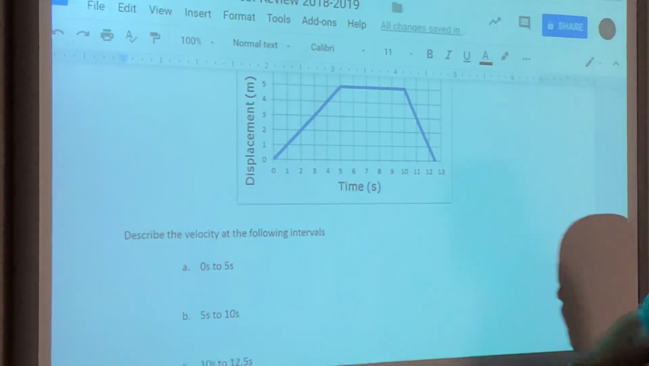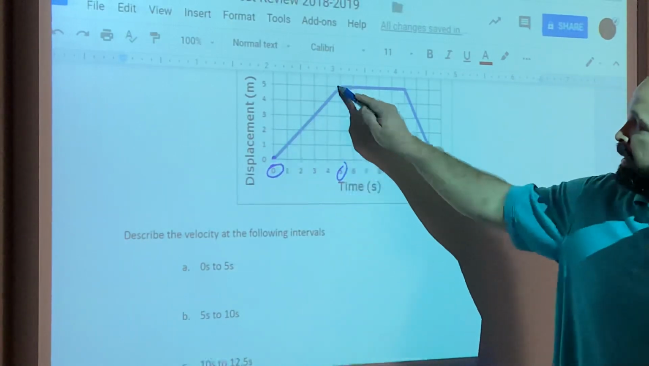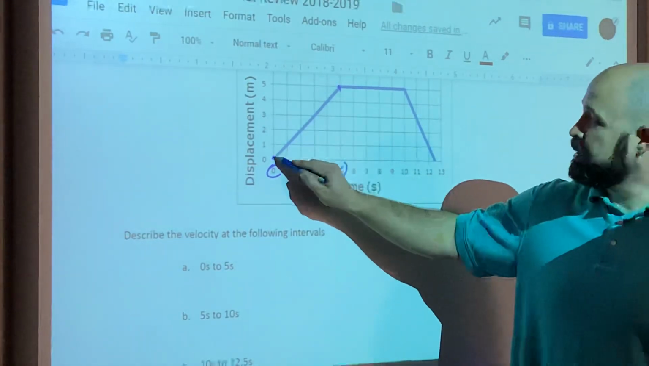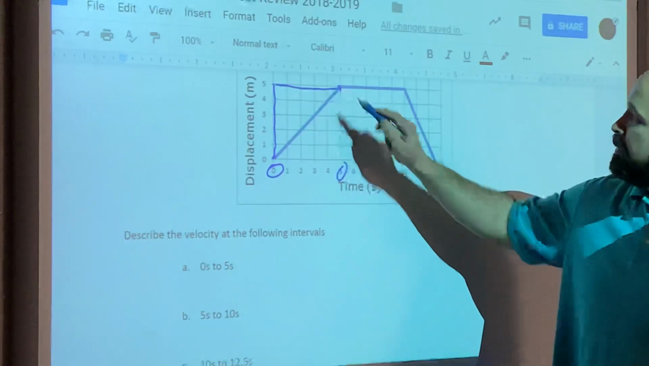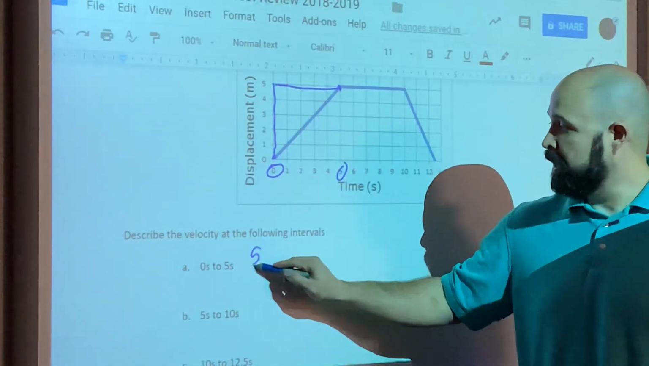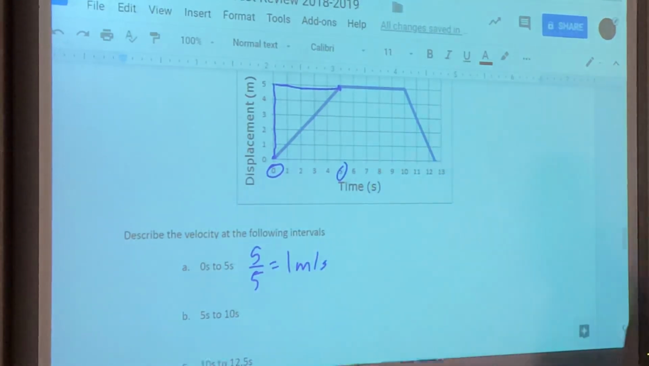Okay, so we're going to be looking from here to here, right? 0 to 5 seconds. So this point on the graph to here, how can we find out the velocity from that point? Rise over run, we find the slope. So it's going to go up 5, and then it's going to go over 5. So the velocity from this time interval will be 5 over 5, which is 1 meter per second.